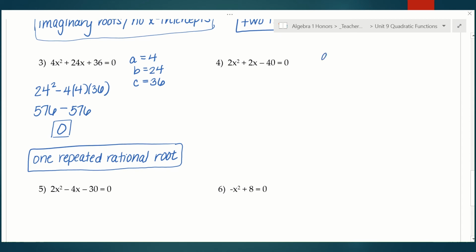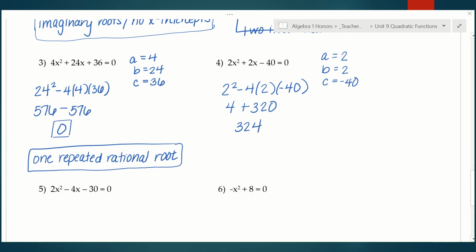So number 4, A is 2, B is 2, C is negative 40. It looks like all of these are in standard form for you, so that's good. You don't have to worry about getting everything to one side. Okay, so B squared minus 4 times A times C. So that is 4 plus 8 times 40, 320, which is 324.